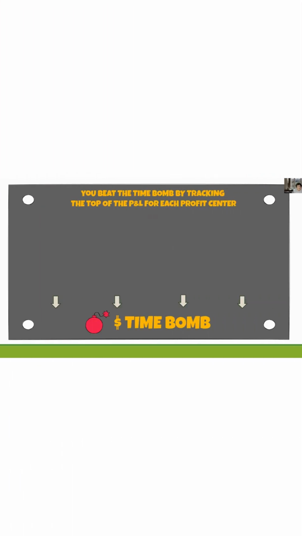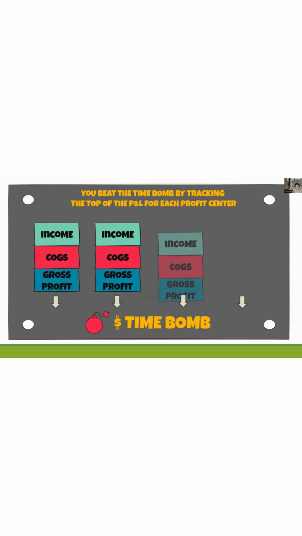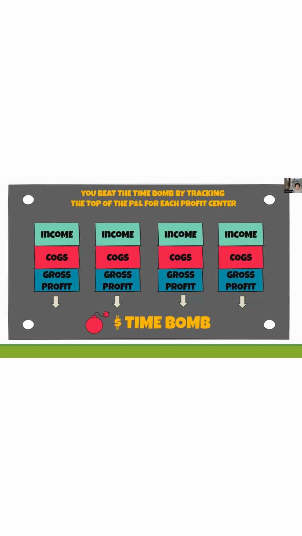You want to track the profitability of your profit centers. The cost of goods falls in here. So let's have a look at how this goes. A small company may have one or two, and a bigger company can have different ones, but it varies.